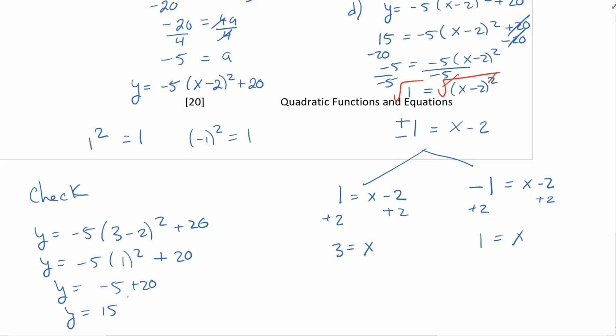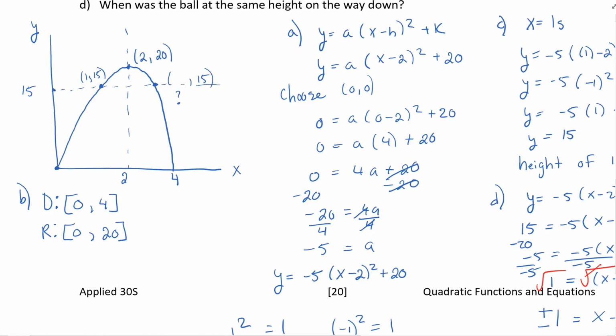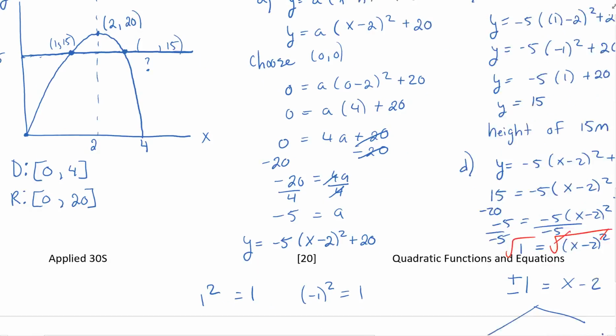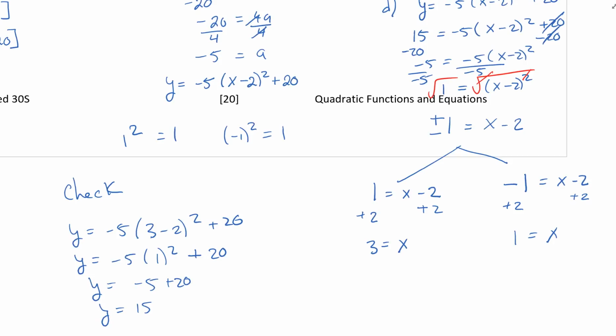So graphically, it was easy to see because you could see there's that horizontal line that went through, and we understand now that that means on the way up it hits 15, on the way down it hits 15. But algebraically now you can see that that comes from the fact that when you square root a value, it can be positive or negative. Okay, so I've gone on a bit of a tangent, but I still answered the question, when was the ball at the same height? And the answer would be at 3 seconds.